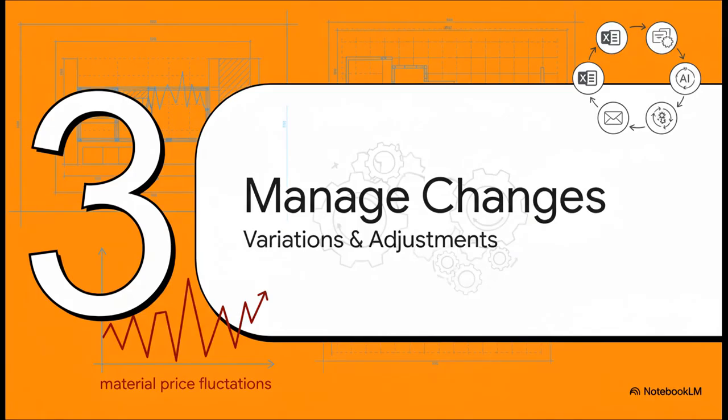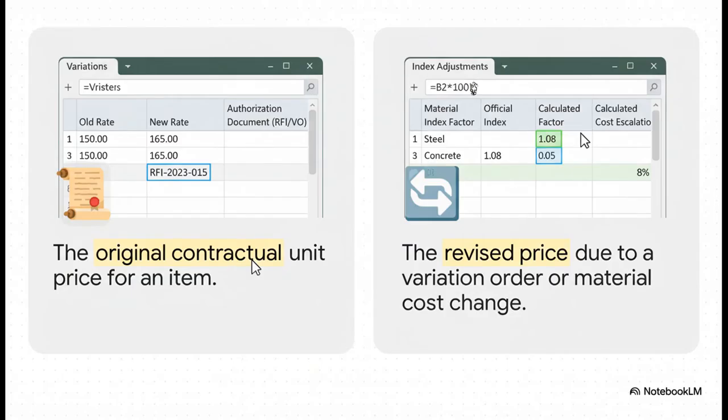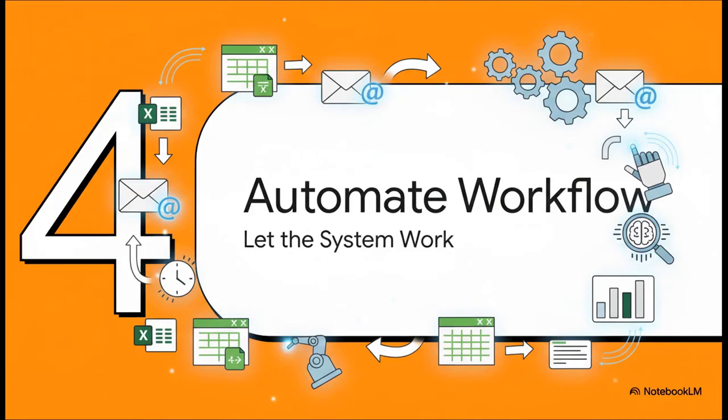Look, no project goes exactly to plan, right? Change is inevitable. The good news is our system is built to handle it. From last-minute design tweaks to those unexpected swings in material prices, let's look at how we can manage all that chaos. So the number one rule to managing change effectively is you have to document everything. Our Variations tab is going to track every single adjustment, showing the old rate right next to the new rate, and most importantly, linking to the official document that authorized it. We'll also have a separate tab for any index-based price adjustments, which makes sure there's total transparency when it comes to cost escalation.